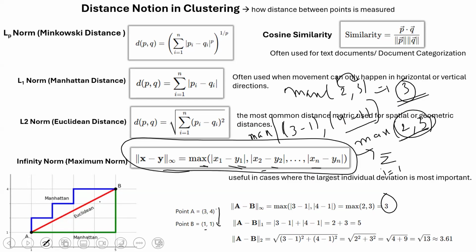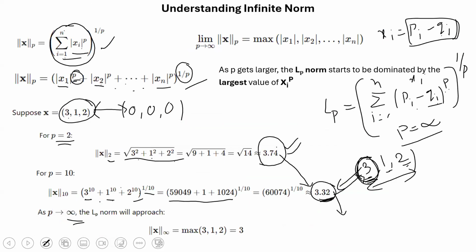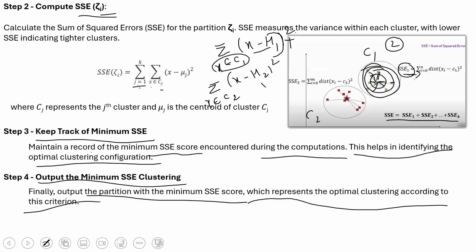And we also understood the intuition behind the L-infinity norm formula, which is the maximum of the differences between each coordinate of the points. We understood the distance notions and the derivation or intuition behind the infinite norm. And then we understood the naive clustering algorithm, which is partitioning the data.